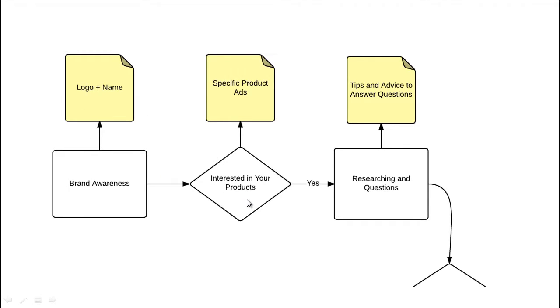If they are interested in your products, you really need to know what product they're interested in. So you might need to create several segments for different products. All right, so you really need to know what product they landed on. So you don't want to create one campaign for different products, unless your products are very, very similar.